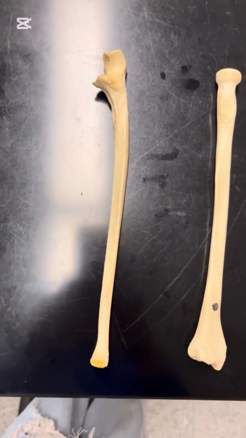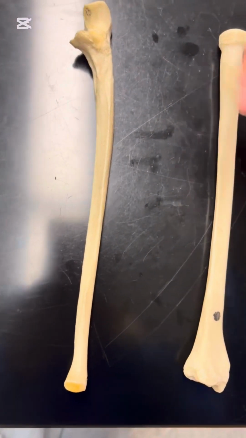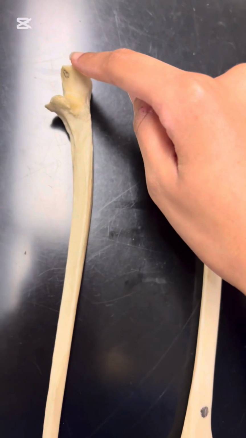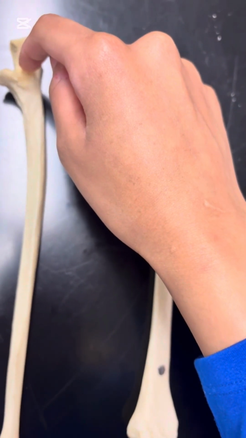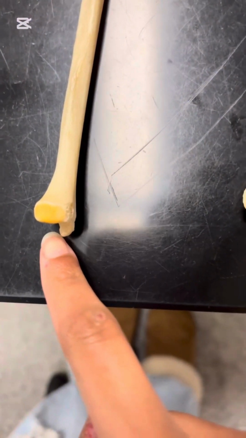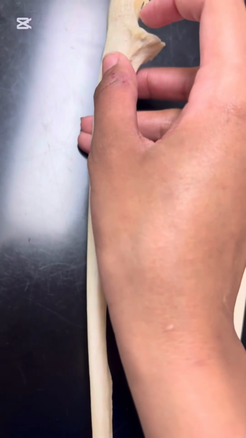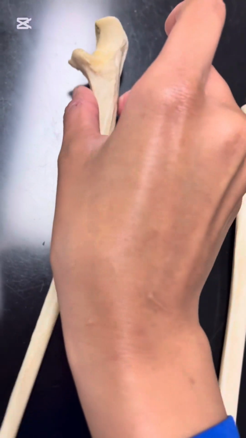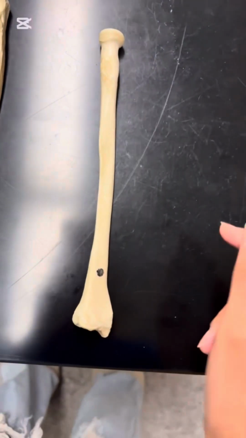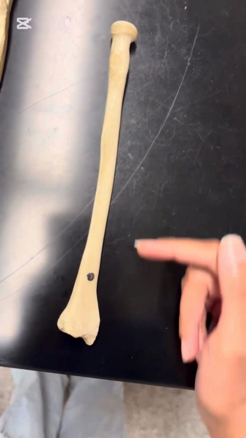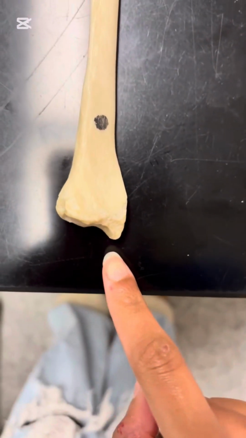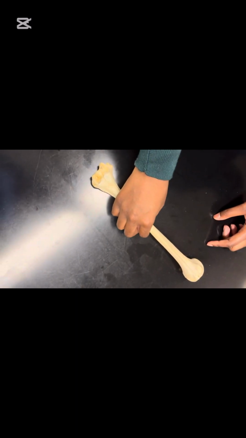So to the left we have the ulna, and right here is the olecranon process. Right here is the trochlear notch, also known as the semilunar notch. And then down below here we have the styloid process. And then just over here we have the radial notch. And then to the right we have the radius, and up here is the head, and then below here is the styloid process.